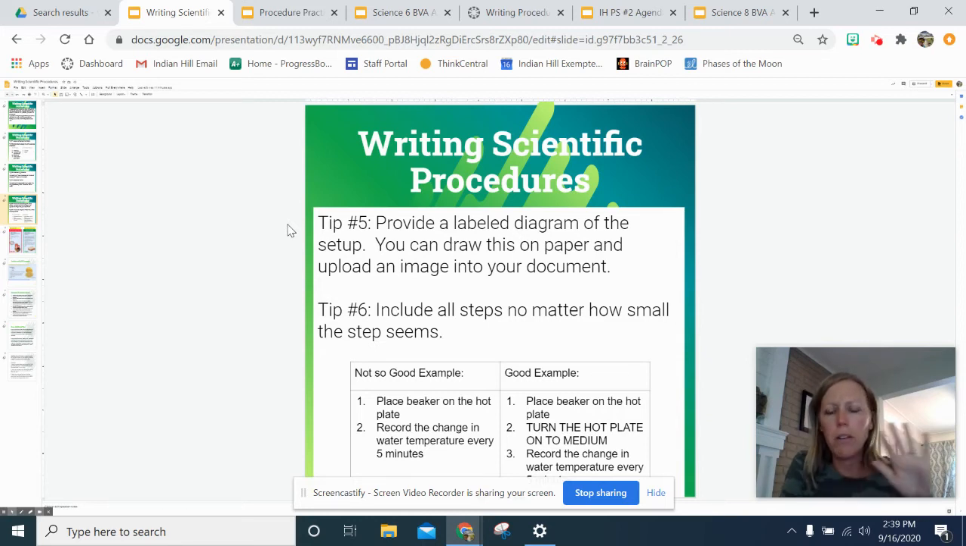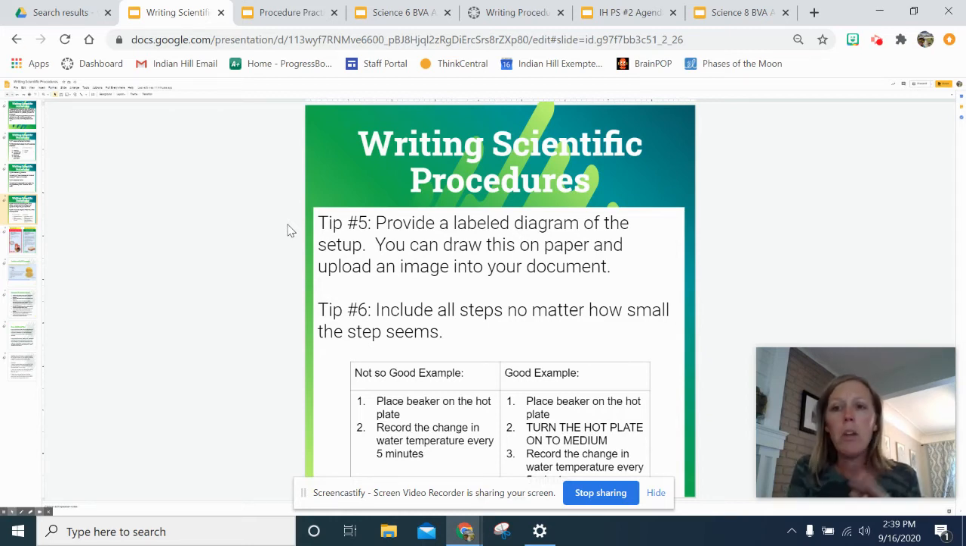So even if you are trying your best to explain it clearly, if you have a diagram or a drawing that's labeled, that is a good visual reference for your readers to be able to envision what your words are saying. I do this a lot on my lab sheets when I'm teaching in school.